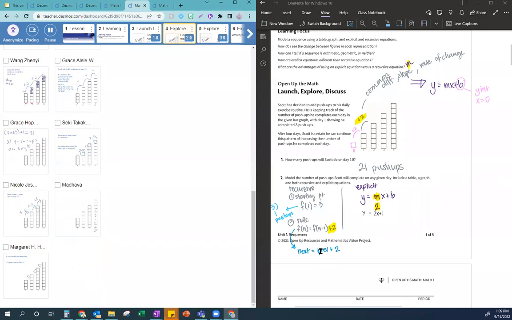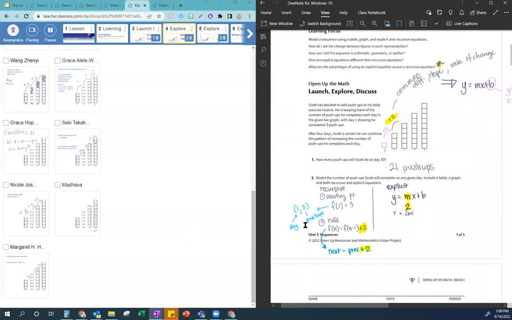And remember, we talked about how +2, he's the main star. He's the +2, +2, +2. You see him over and over and over again in both. Okay. The other part of the recursive is you have to tell me your starting point. In this case, on day 1, let me scoot it over so you can see what I wrote here. On day 1, 1.3 is your work, right? On day 1, Scott did 3 push-ups. So that's what that says.